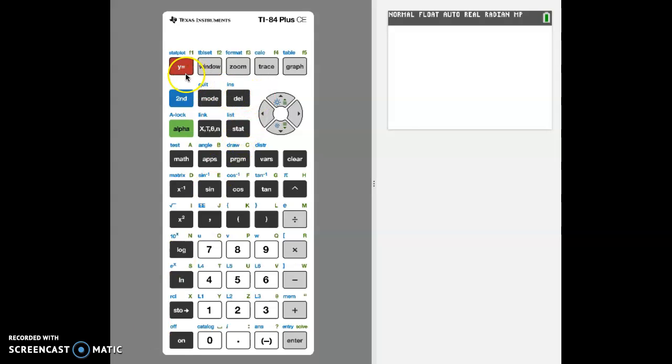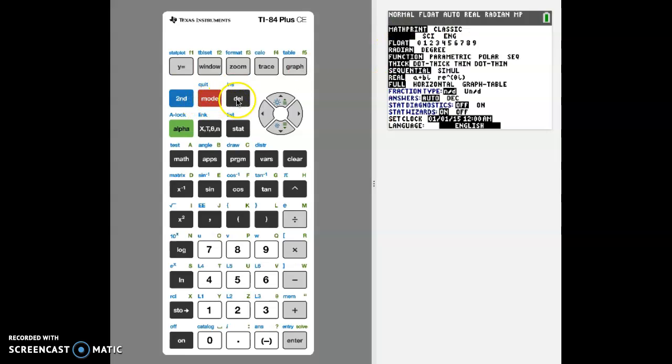As a reminder, if you go into the y equals menu and it doesn't have the y1, y2, if it has the sequence, you have to go into mode and change it back to function instead of sequence by going down to function and hitting enter.